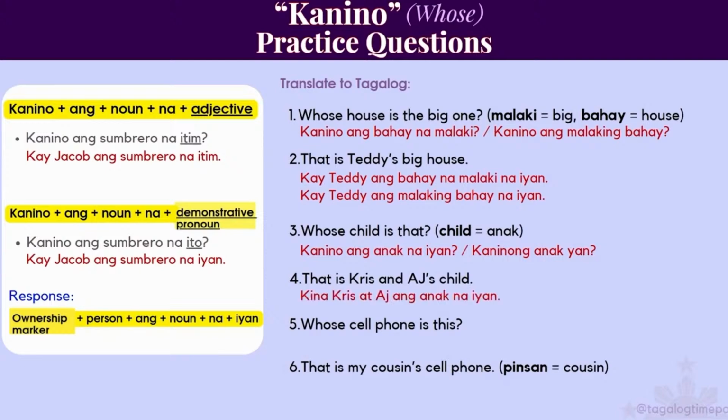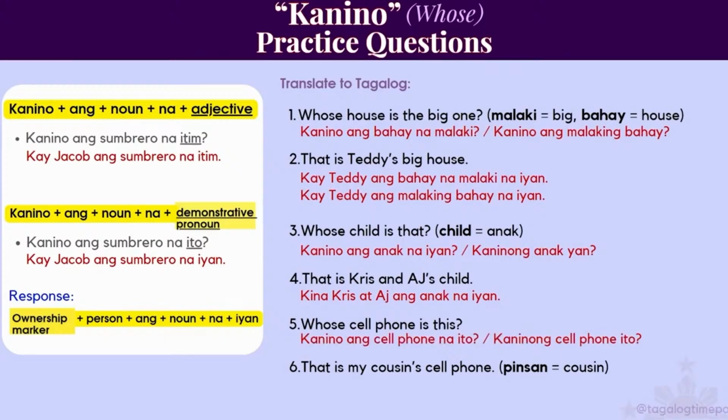Number 4, that is Chris and AJ's child. "Kina Chris at AJ ang anak na iyan." I want to point out kina, that is the ownership marker that you use when there's multiple people. And then the short answer, "kina Chris at AJ."